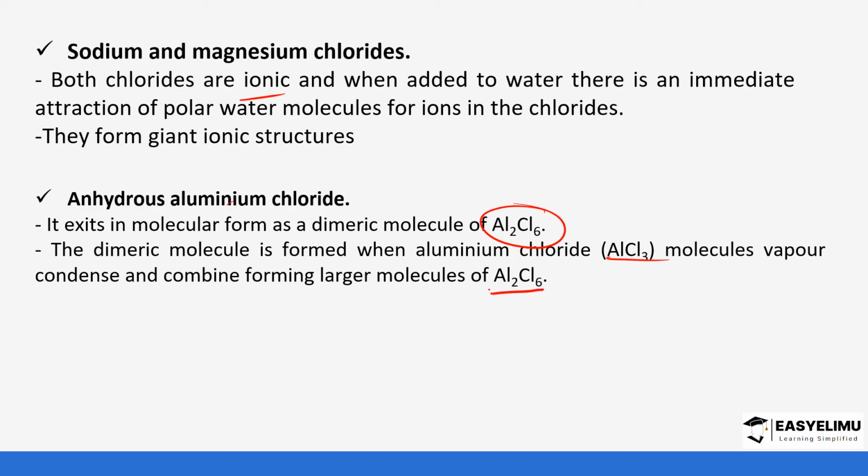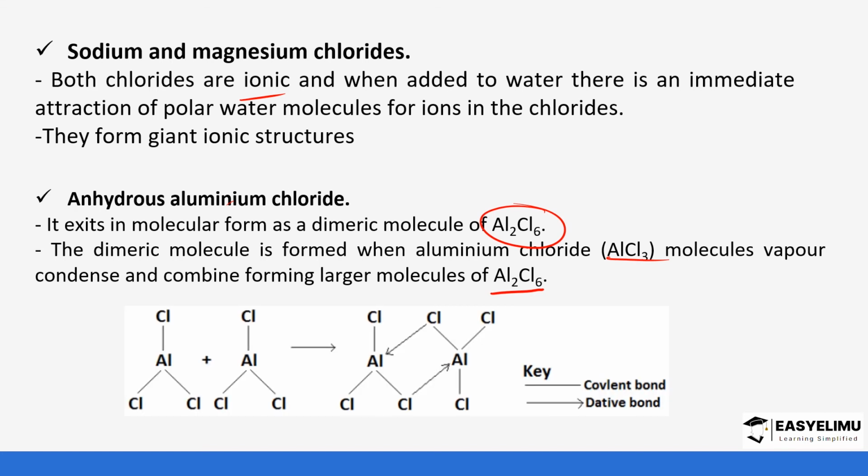And the dimer is usually Al2Cl6. They have 6 chlorine atoms. And this is what happens. You can see the molecule and the molecule of aluminium chloride forming the dimer. You can be told to present this in dot and cross structures. So how are you supposed to present this in dot and cross structures? This is how you present the dimer in dot and cross structures.